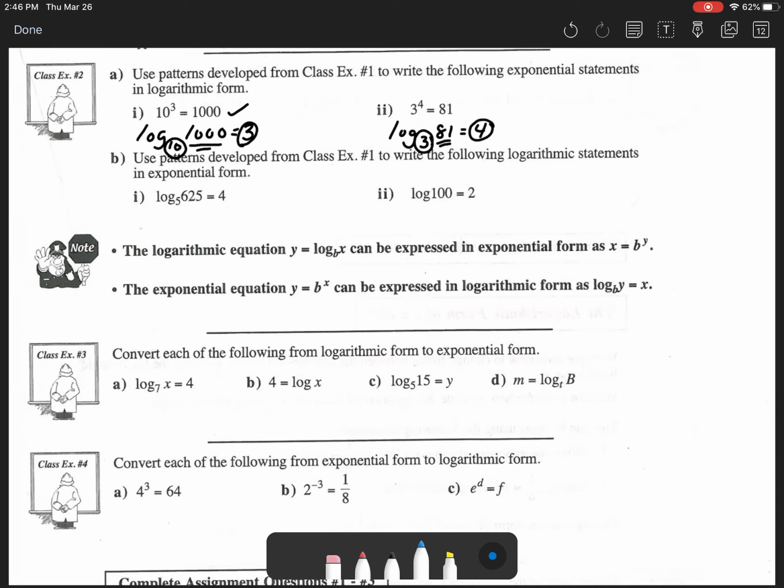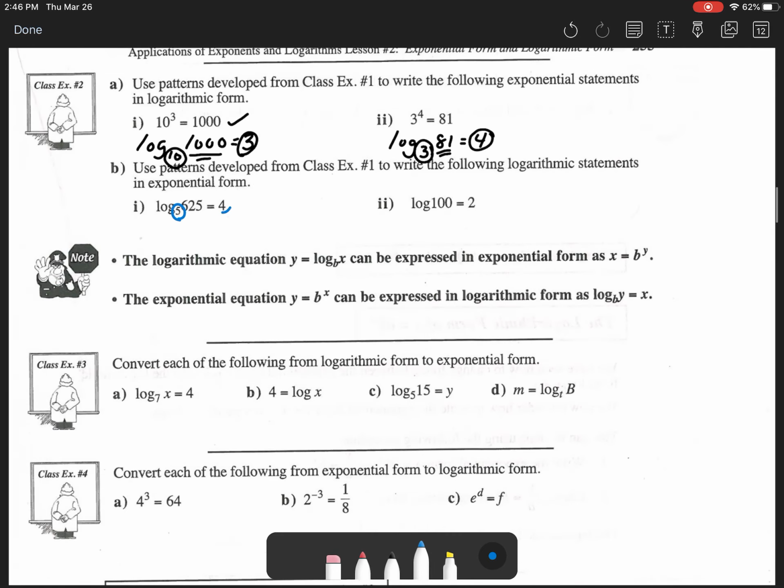Okay. In B now, they have us go the other way. It says use the patterns to write the following logs in exponential forms. So it's going to be 5 to the exponent of 4. 5 to the exponent of 4 is equal to 625. Okay. In the next one, a little trickier because this is a common logarithm. Remember, when you don't see a base, the base is 10. So this will be 10 to the exponent of 2 equals 100. So don't be afraid to always write that base of 10 in there if you don't see it. It really helps when you're converting, okay, from form to form.